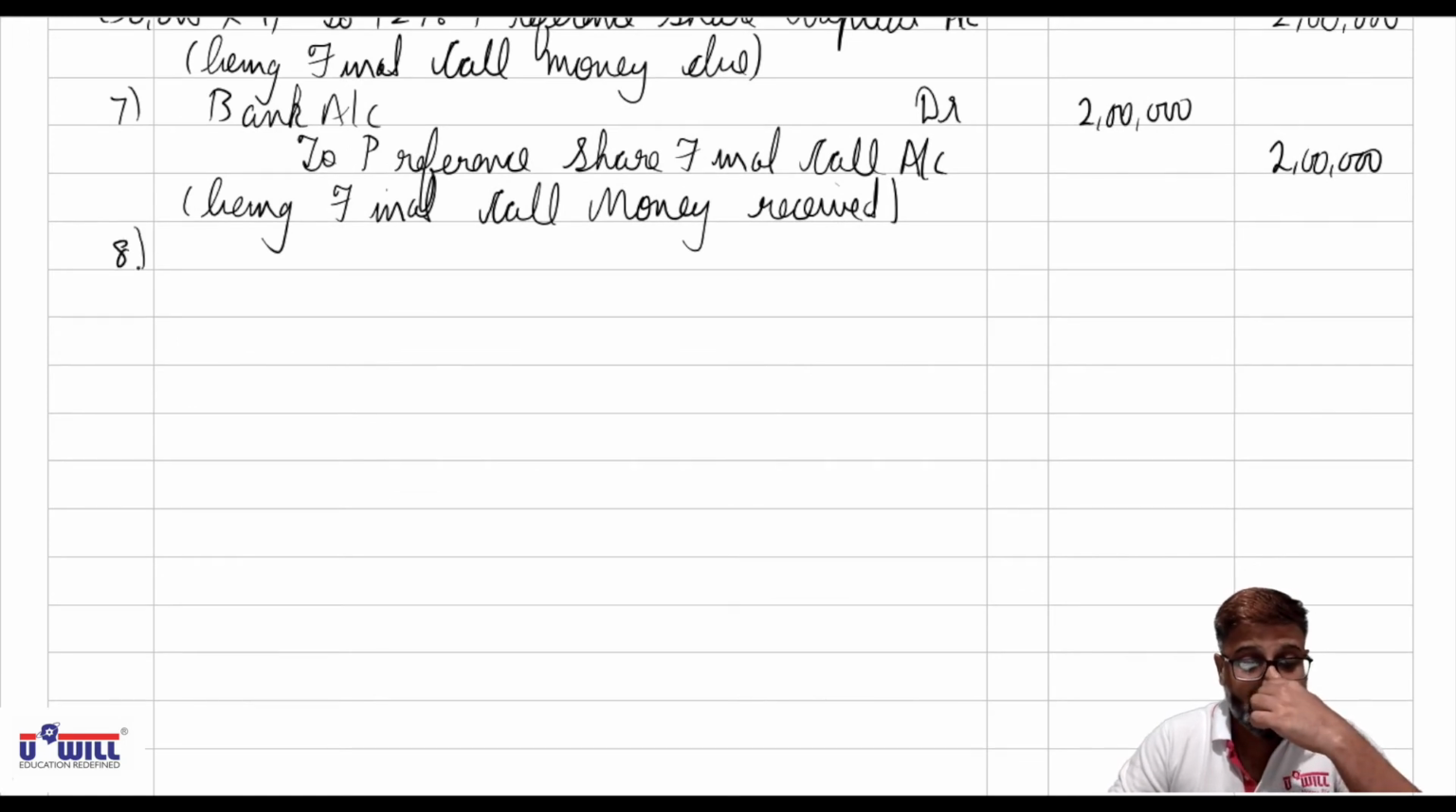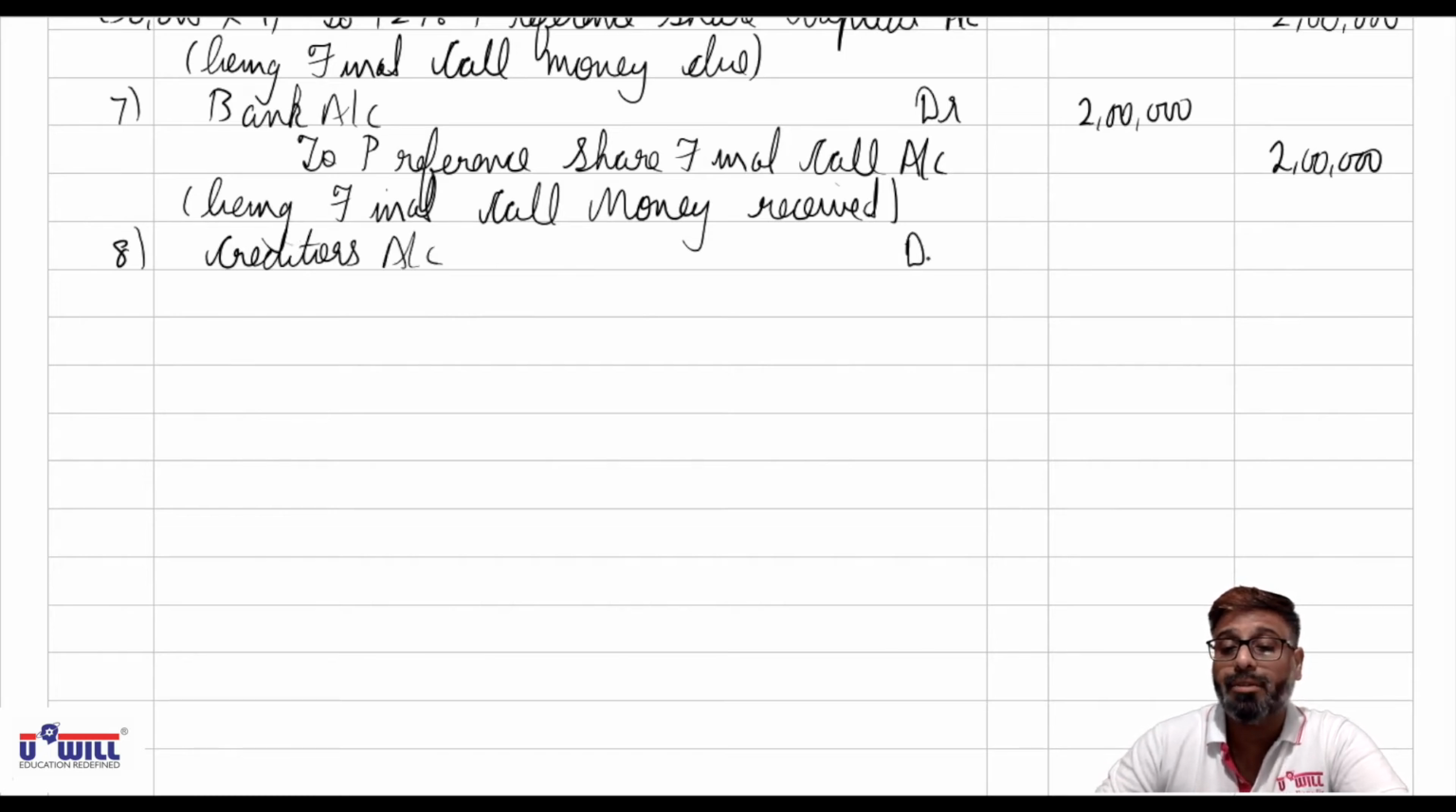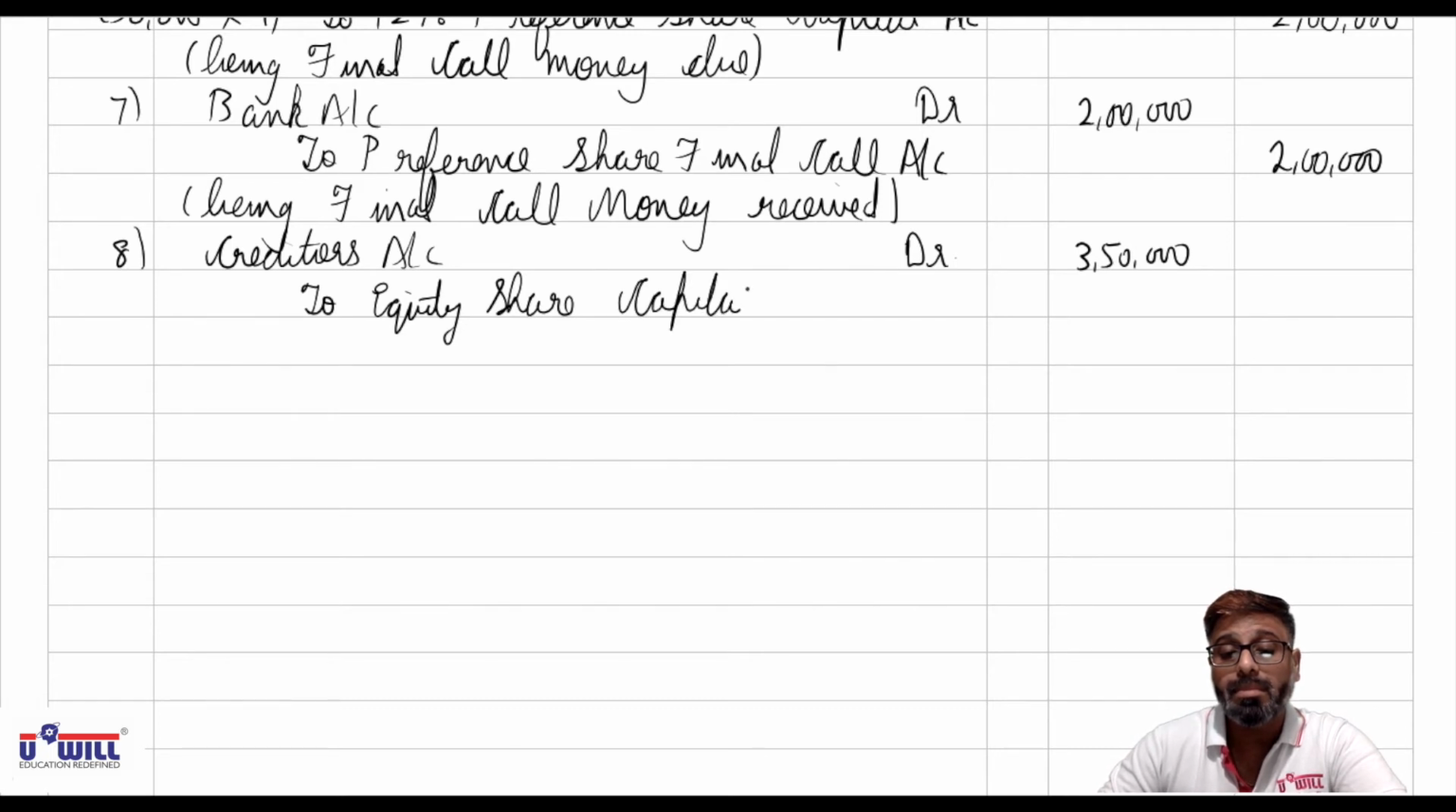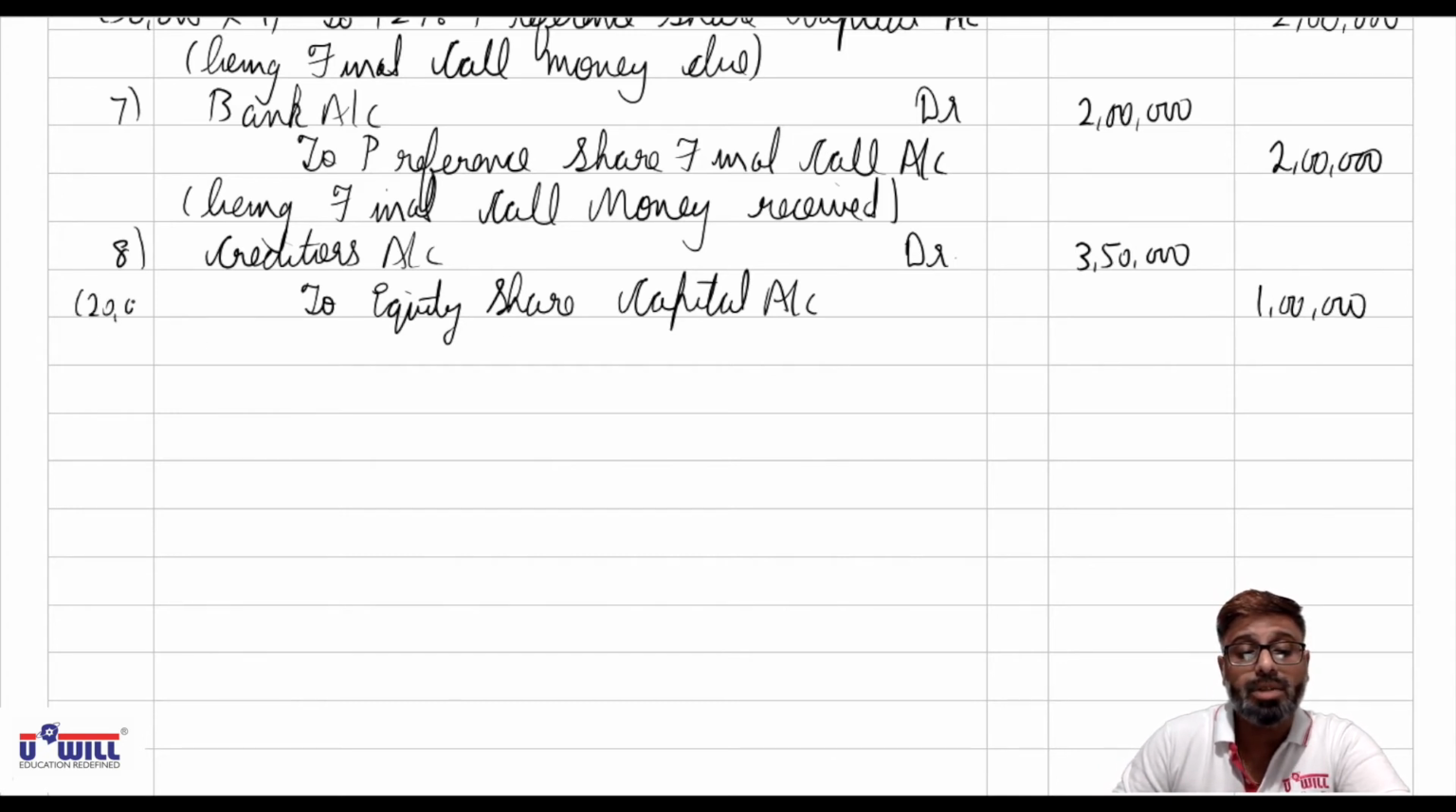So what entry will you pass for this? Creditors account we will debit and close with the full amount 3,50,000. Now out of that, 1 lakh have opted for shares. So to equity share capital account, 1 lakh. And how many shares we discussed? 20,000 shares, 5 rupees shares. So 20,000 shares into 5 rupees value, they have opted for equity shares.